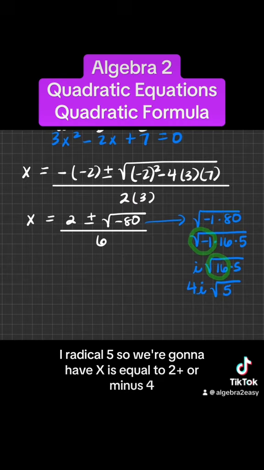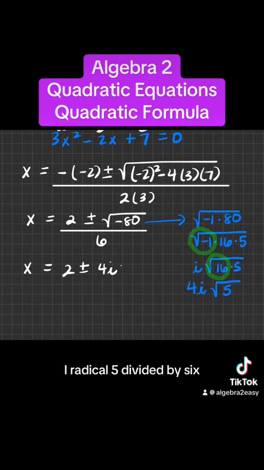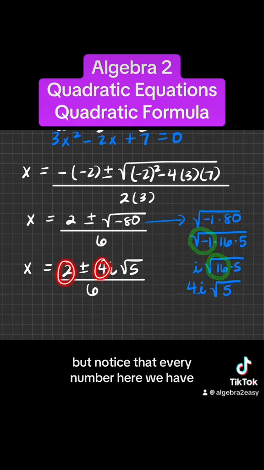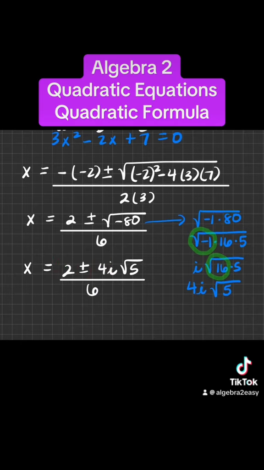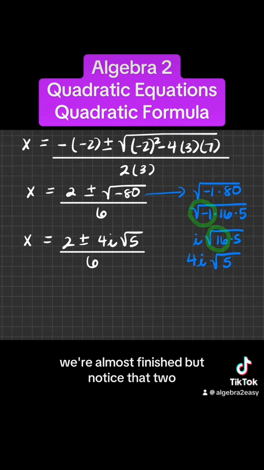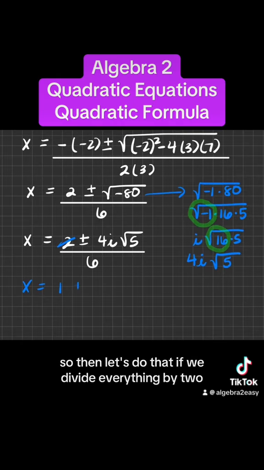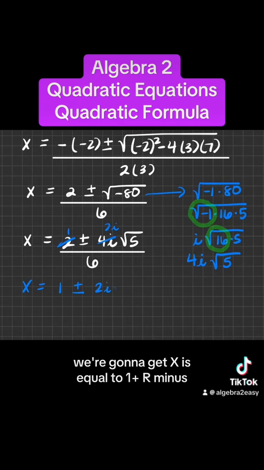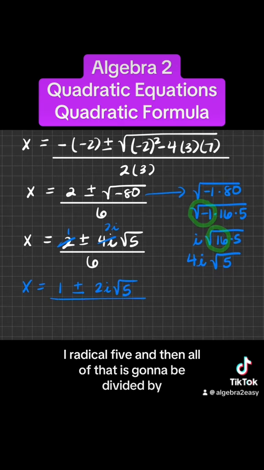So we're going to have x is equal to 2 plus or minus 4i radical 5 divided by 6. We're almost finished, but notice that 2, 4, and 6 are all divisible by 2. So then let's do that. If we divide everything by 2, we're going to get x is equal to 1 plus or minus 2i radical 5, and then all of that is going to be divided by, we have 6 divided by 2 is 3.